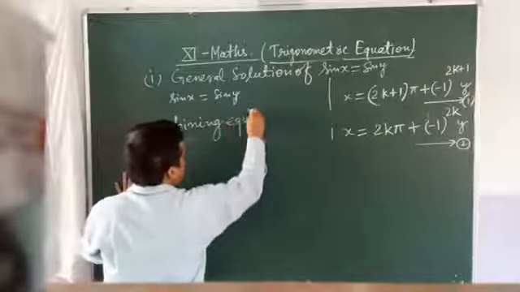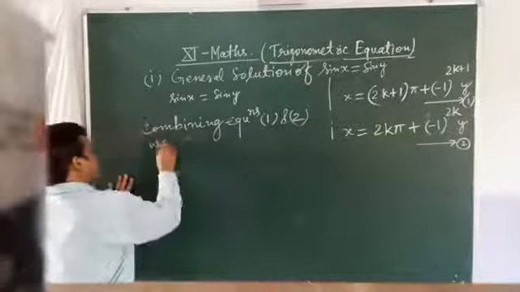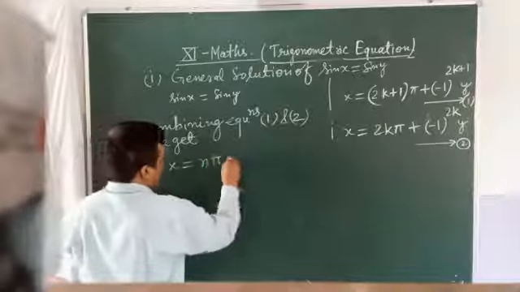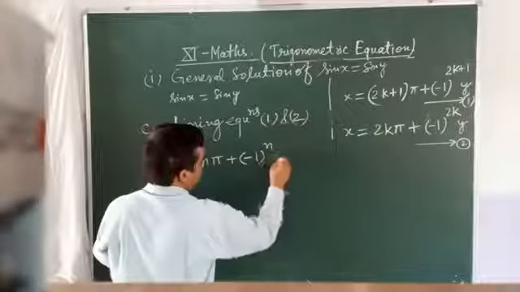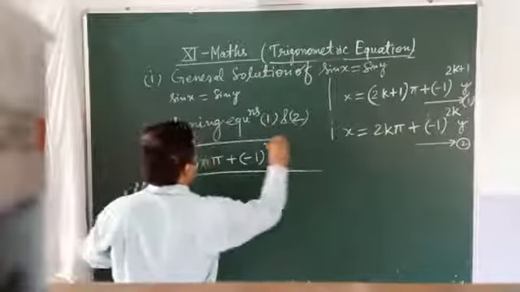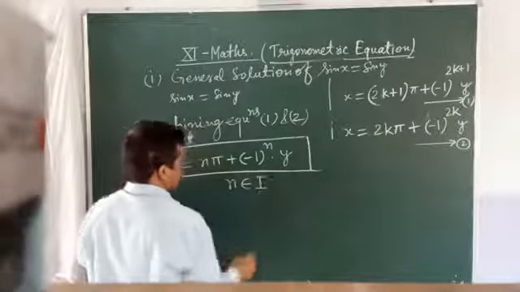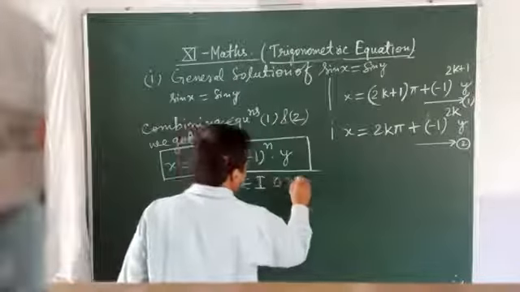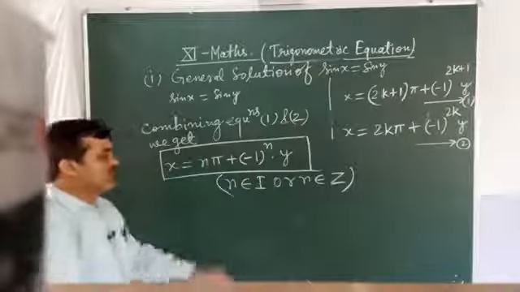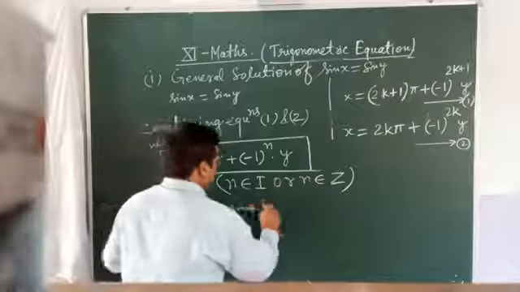Combining equations 1 and 2, we get x equal to nπ plus (−1) to the power n into y. It is the general solution of the given equation. Here n belongs to integer. N belongs to Z. N is the set of integers.